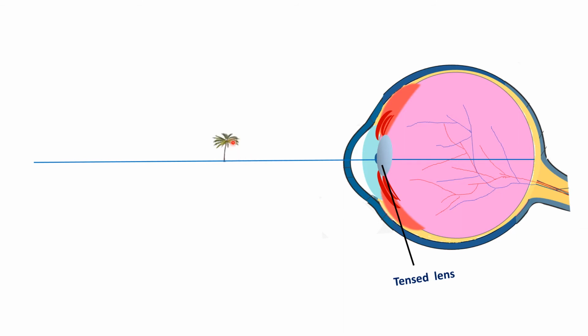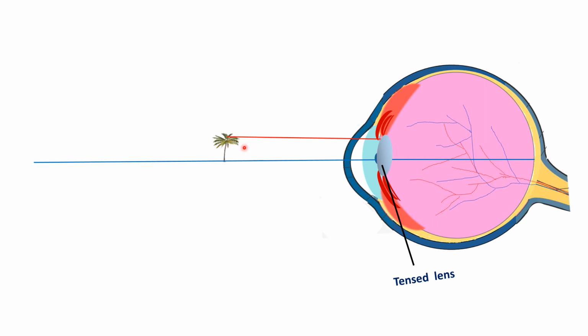So here is the object. Assume that the object is placed at the distance of 25 centimeters, at the least distance of distinct vision. So it is the close object. Now I am taking a ray from this end. So this is the ray. Assume that it is a parallel ray.